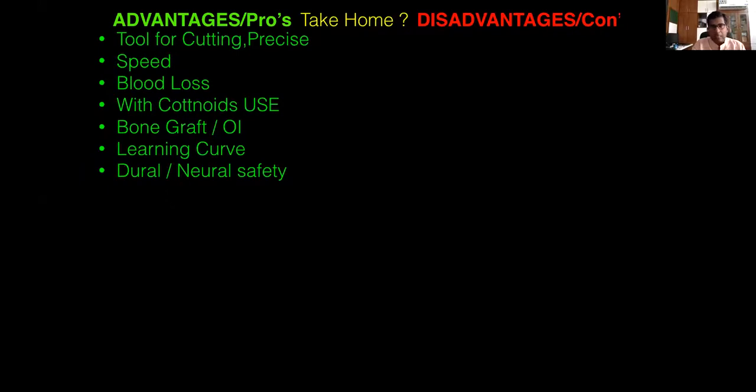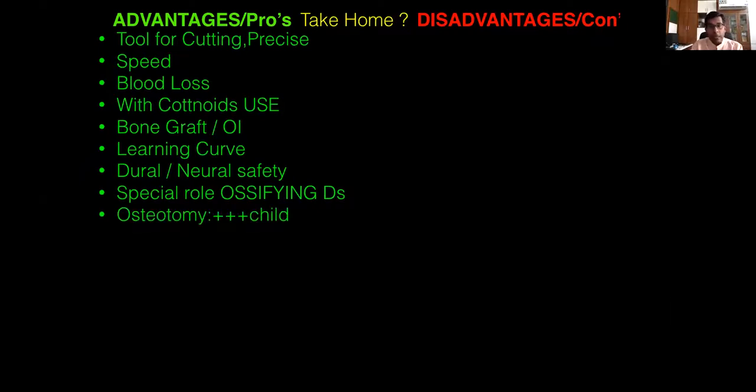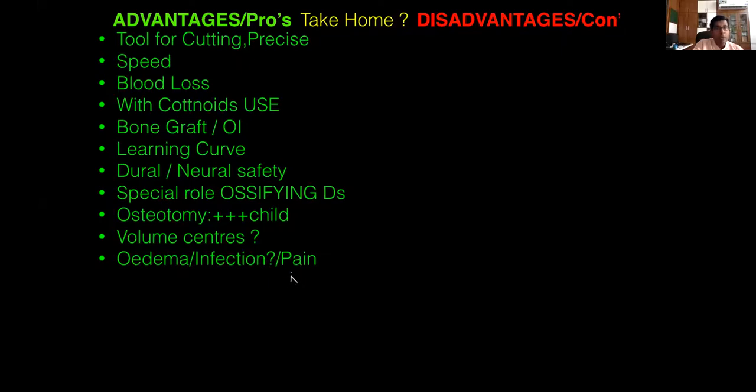Dural and neural safety is there, with an X factor of dural tear for specific indications, say adhesions and calcifications of the dura. So there you have to be safe. There is a definite role in diseases like fluorosis and ossifying disorders, and osteotomy in a child, where, as Bhau told, you need to save blood. In high volume centers, you can definitely speed up things. Edema, infection, pain: as Bhau told, the pain decreases significantly. We have observed that. Indirectly, you may be reducing infections and edema because you are reducing the retraction time and handling time. Anesthesia complications reduce, the length of hospital stay reduces, and the cost to the patient may indirectly be reduced.